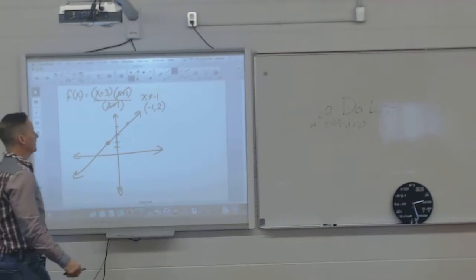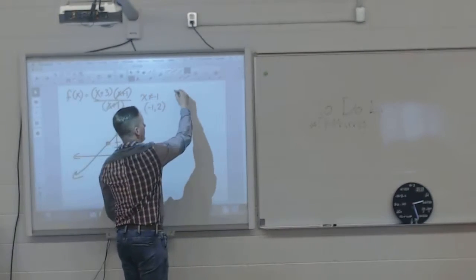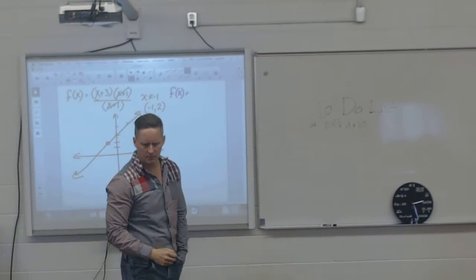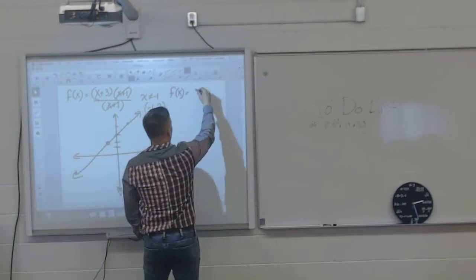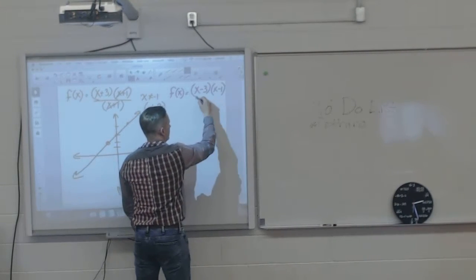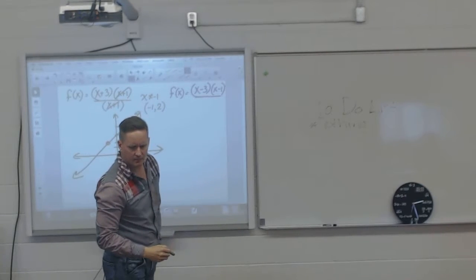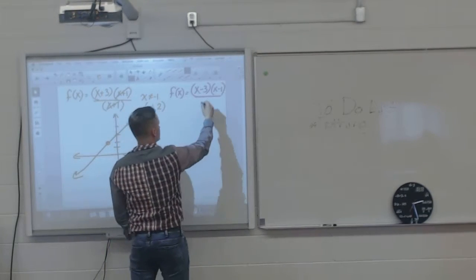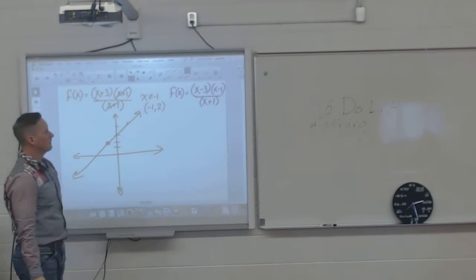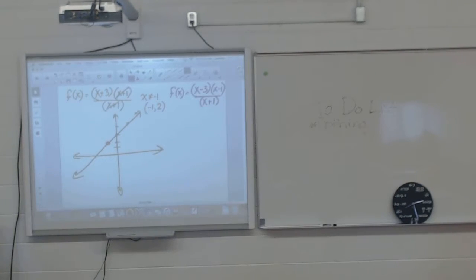Pretty straightforward. Okay, let's look at the next equation. When you factor it, what does it factor to? x minus 3, x minus 1, and what's on the bottom? x plus 1. Any points of discontinuity? No? No common factors on the top or the bottom, right?